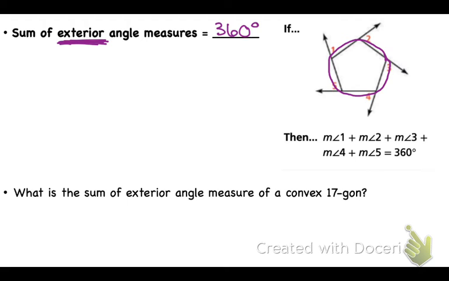Okay, so here's your hardest question of the day. What is the sum of the exterior angles of a convex 17-agon? 360. Good job. Don't forget your degrees. So every sum will equal 360. Exterior, yes. 360.